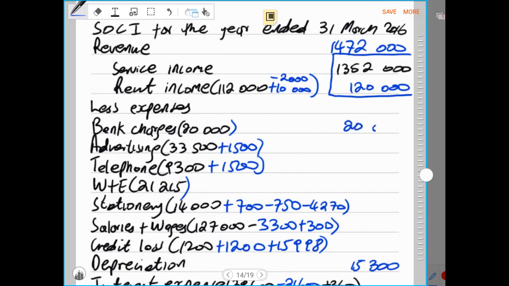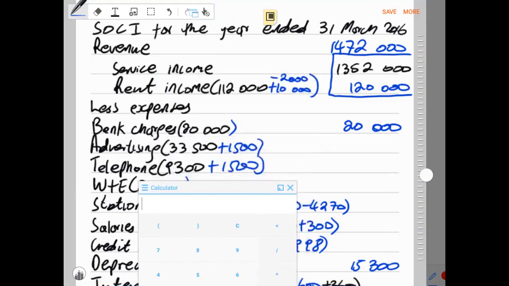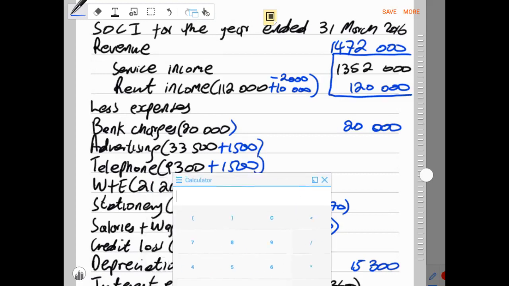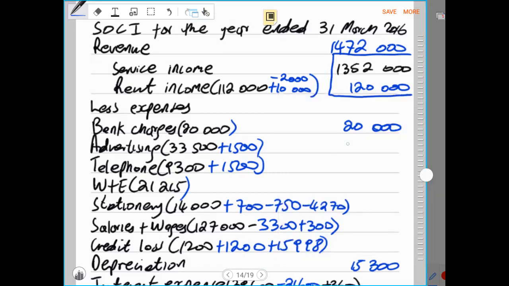Bank charges, there was no adjustment. Then we have to add our advertising. Our advertising is 33,500 plus 1,500. That gives us 35,000 rands.